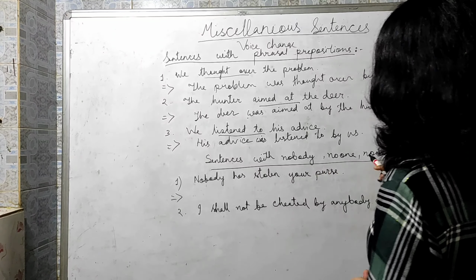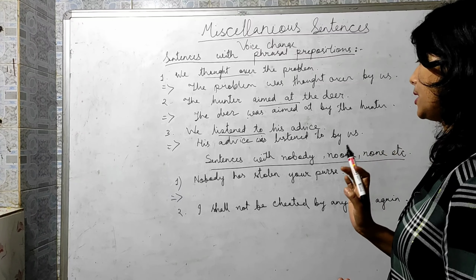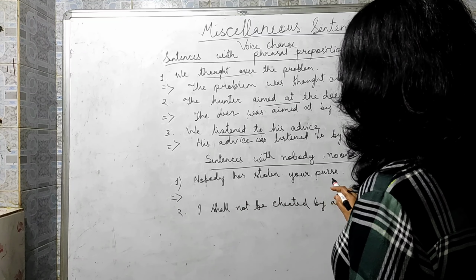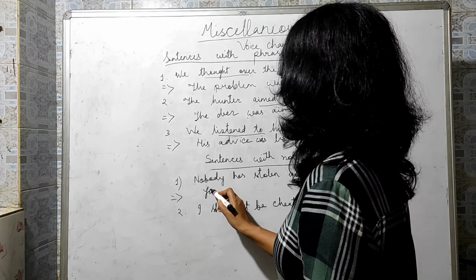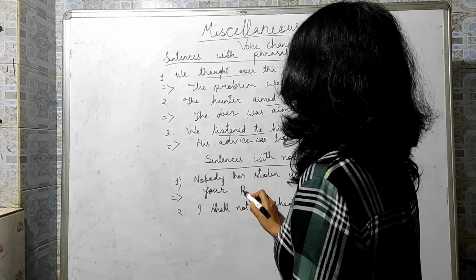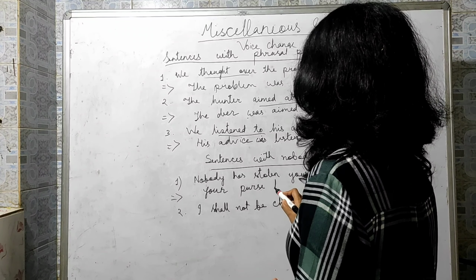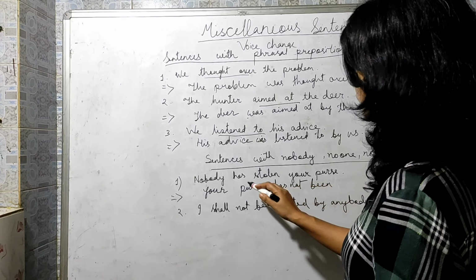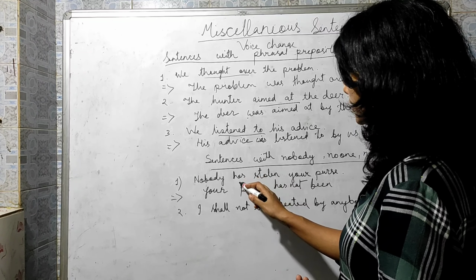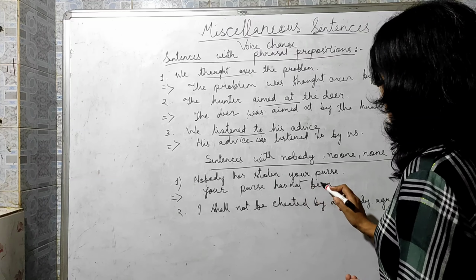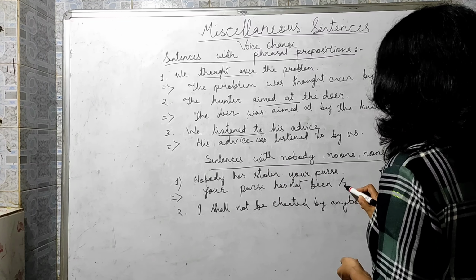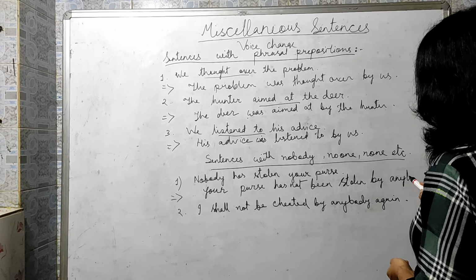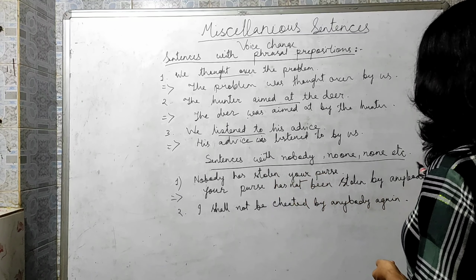Now sentences with nobody, none, no one, etc. If these words are there, how will you convert? "Nobody has stolen your purse." Your purse has not been stolen by anybody. Has not been, we have already done. This is present perfect tense, so this rule we are using: has not been stolen by anybody. So nobody became anybody here.